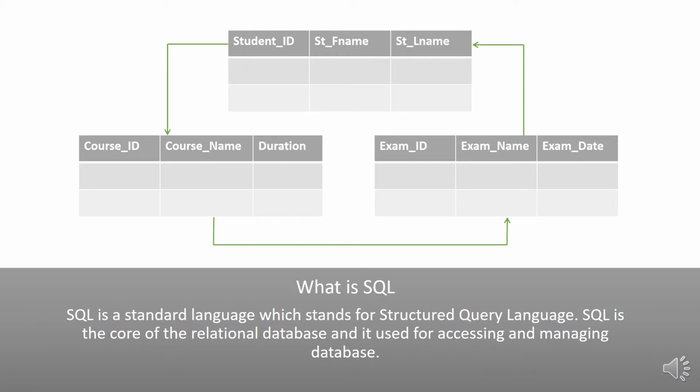SQL is a standard language which stands for Structured Query Language. SQL is the core of relational databases and is used for accessing and managing the database. So this language basically helps you to retrieve data from a database whose structure is completely made of tables with rows and columns. And these tables are interlinked with each other with specific values, which can be retrieved from these tables with the help of queries.